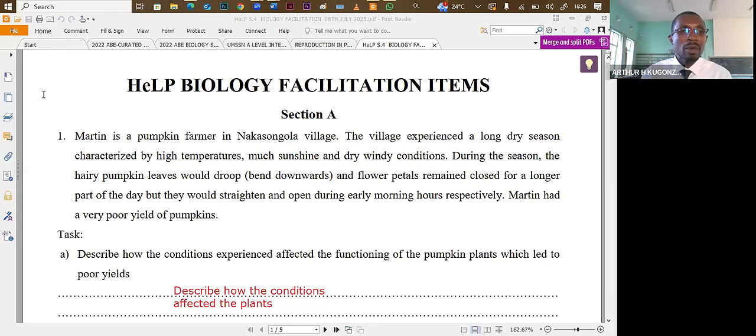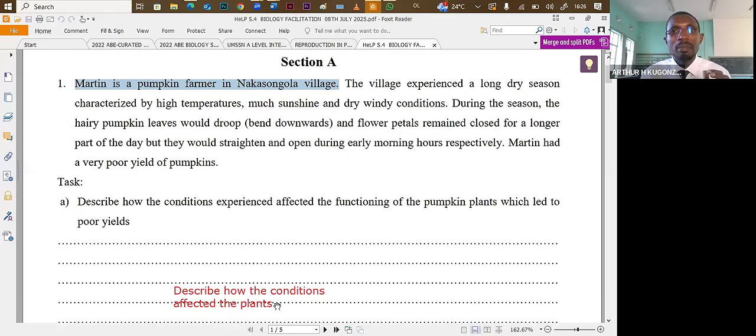In my scenario here, I will start afresh from the word Martin. So I'm going to start reading afresh, but why am I reading? I want to discover how the conditions affected the plant. That's what I'm looking for. The first statement says, Martin is a pumpkin farmer in the village. And I'm not seeing anything that I'm looking for in that statement so far.